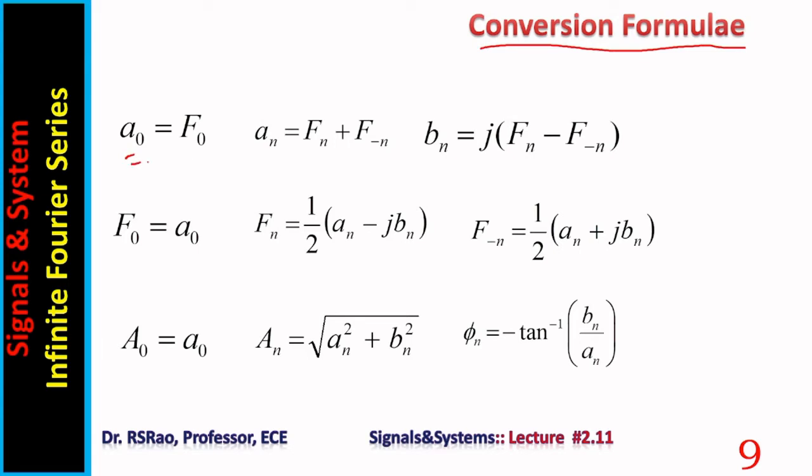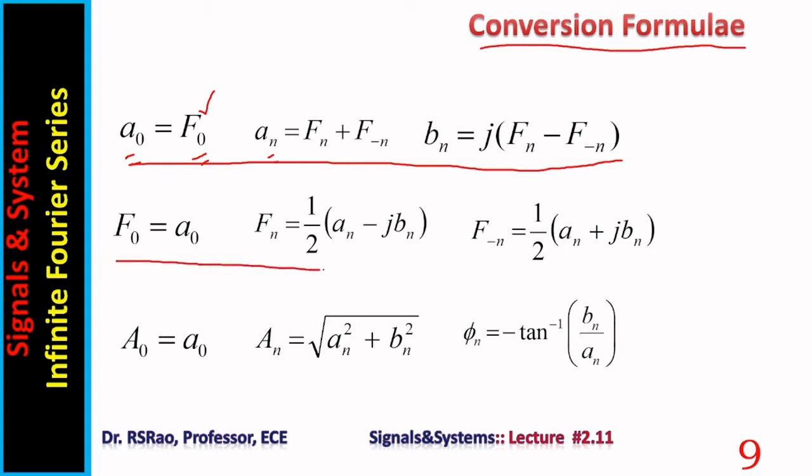A0 is equal to F0. F0 is the exponential Fourier series coefficient. An is equal to Fn plus F of minus n. Bn is equal to j times Fn minus F minus n. So this first row gives relations which are useful to find trigonometric coefficients from exponential coefficients.